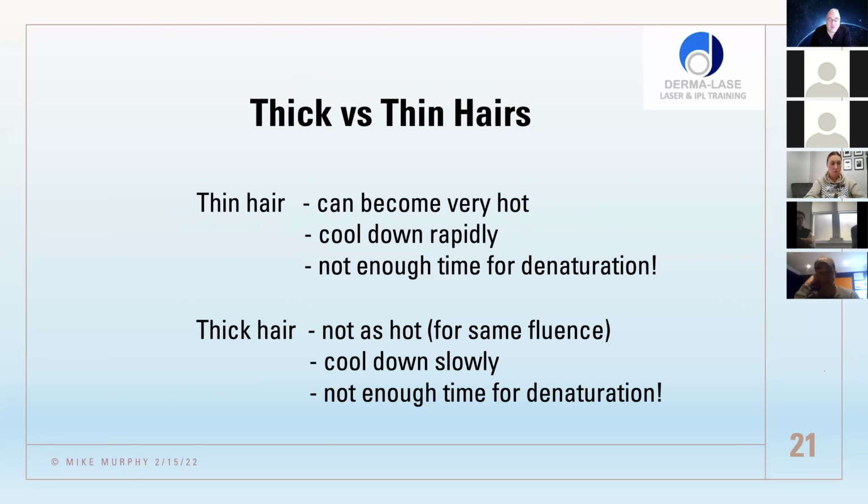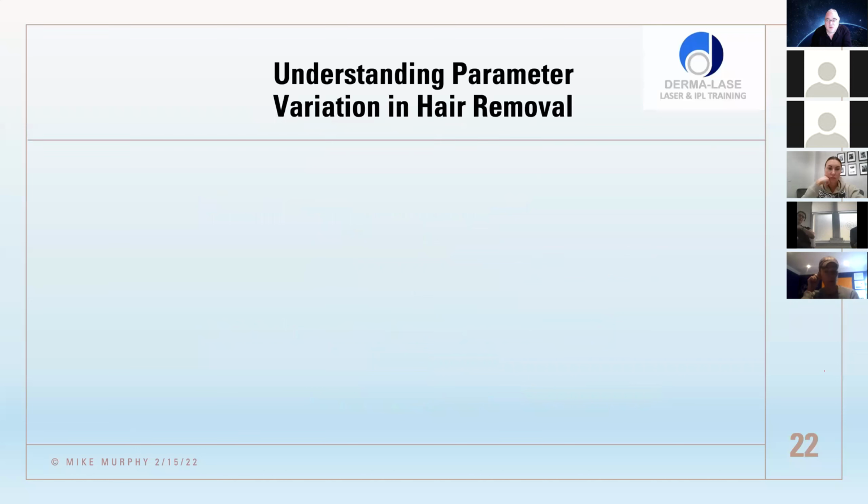And again, there might not be enough time for the denaturation process because if the temperature is lower, you need more time. Imagine trying to bake a cake at 100 degrees instead of 180 degrees. Well, you can still bake it, but it would take twice as long, near enough. And it's the same with hair. Thick hair and thin hairs take different times and different temperatures. So it's quite confusing. How do we get around this?